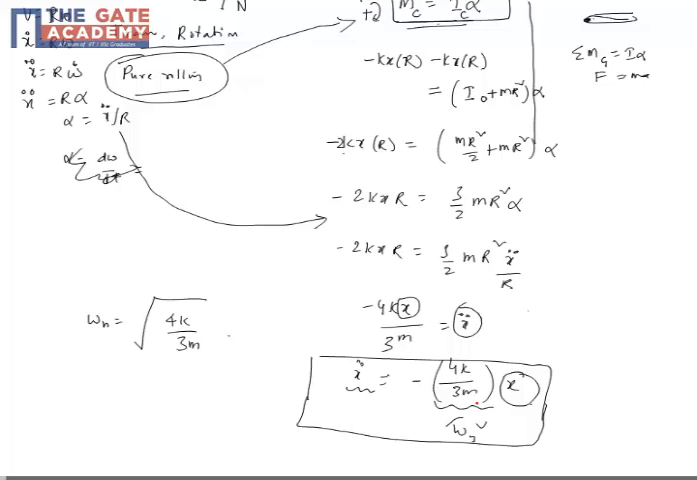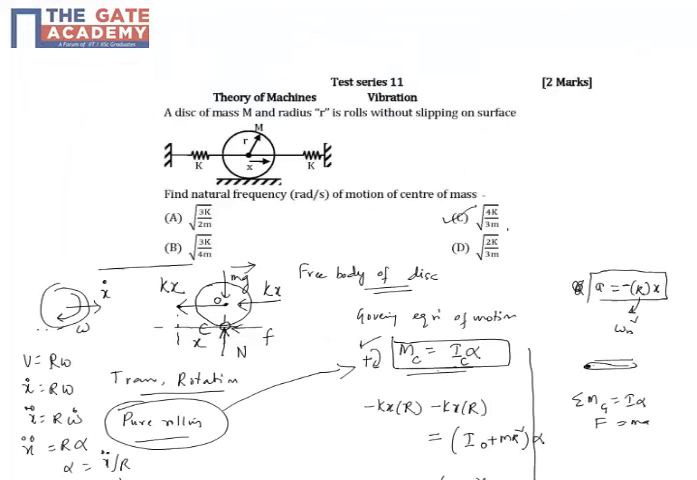So this is the most robust way. Two kinds of methods exist, the force method or the energy method. What we have discussed is the force or moment method, and the energy method I have told you briefly how to solve. So the answer is root of 4k by 3m. Thank you.